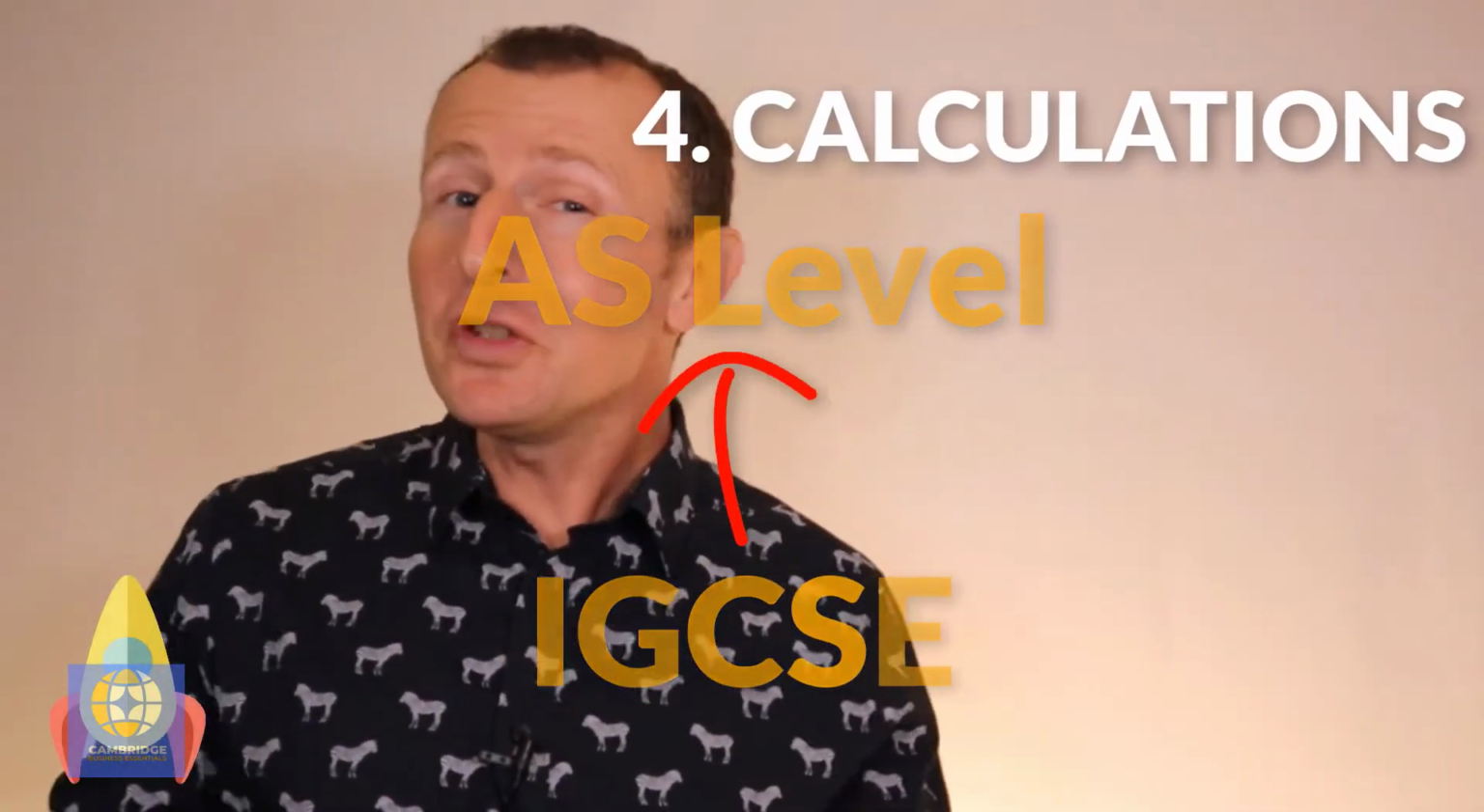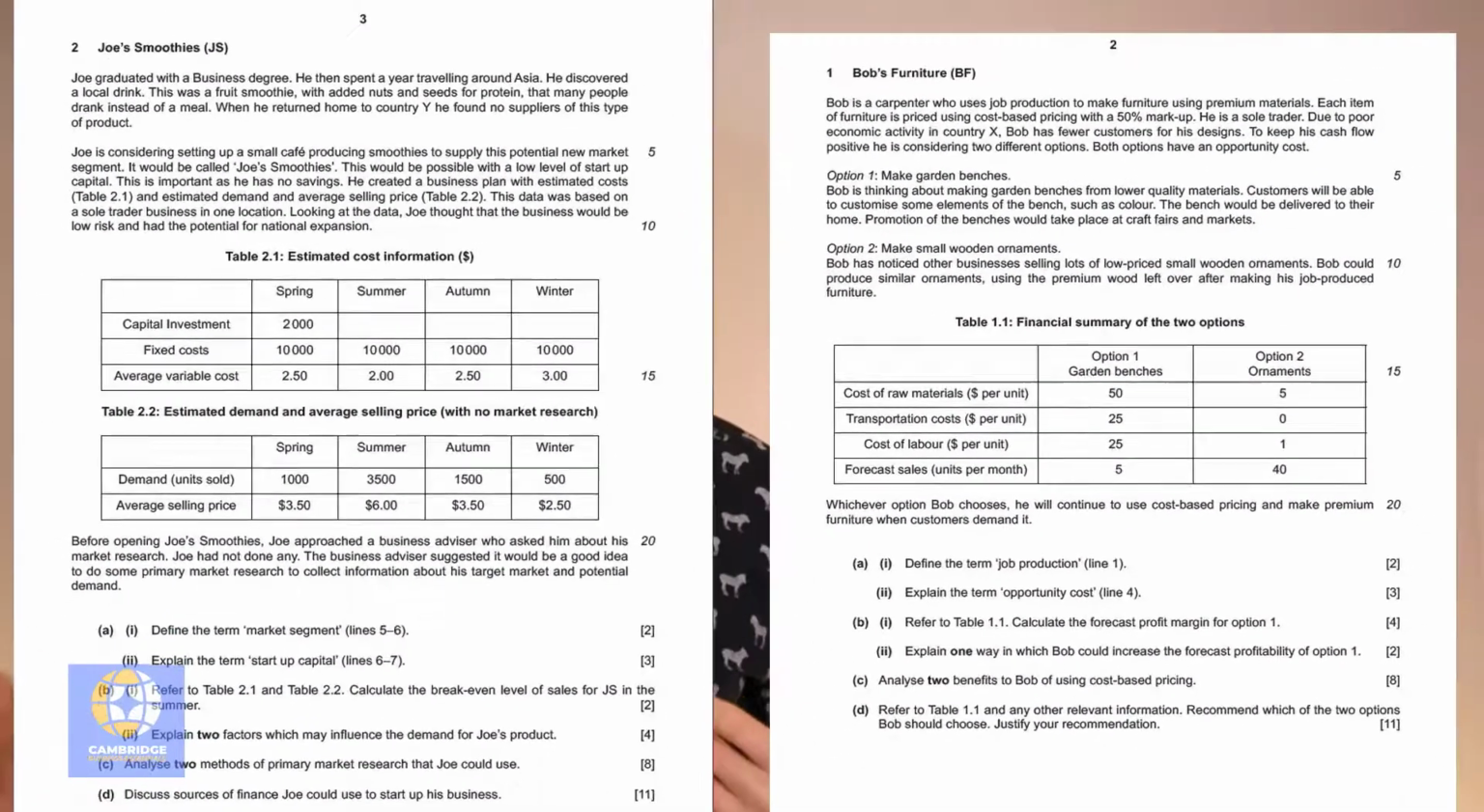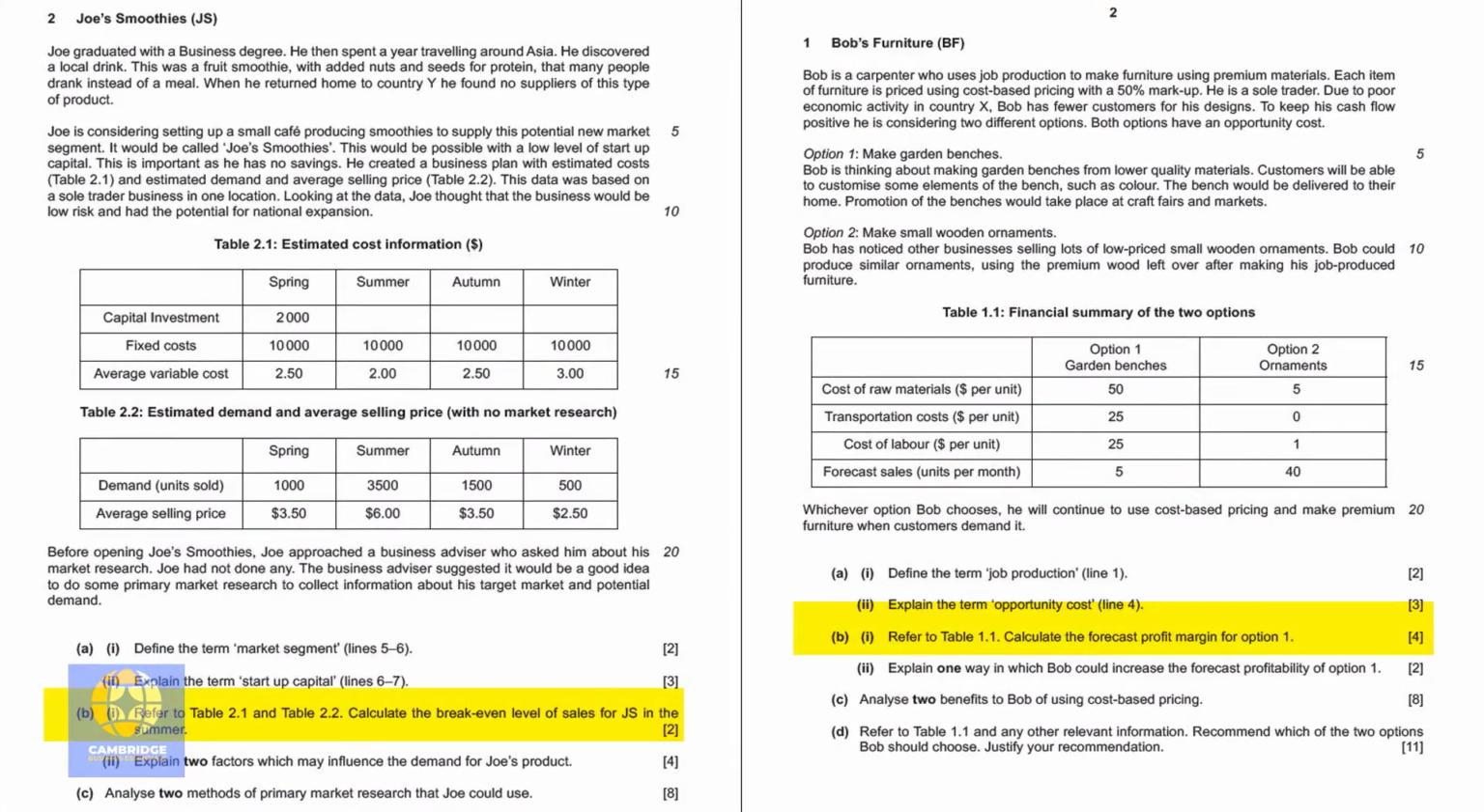Calculations. For those of you like me where maths is not their biggest strength, there's some really good news at AS level. AS has just 2 calculation questions in paper 2, and believe it or not, there's less financial ratios to learn. You don't have to learn return on capital employed, so just 4 financial ratios. Although you do need to be able to calculate price elasticity of demand, and there are a few additional small calculations.